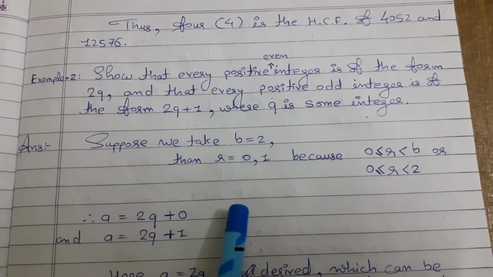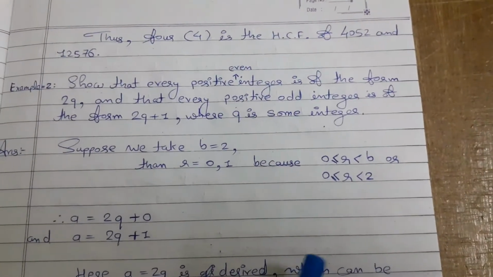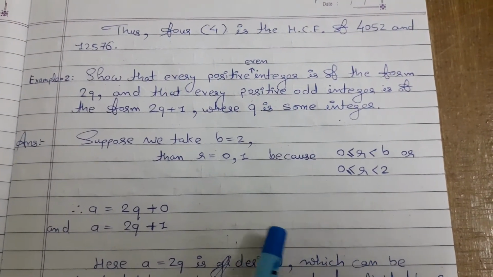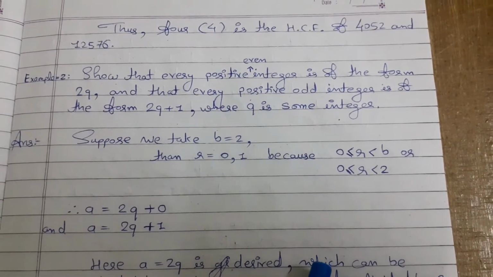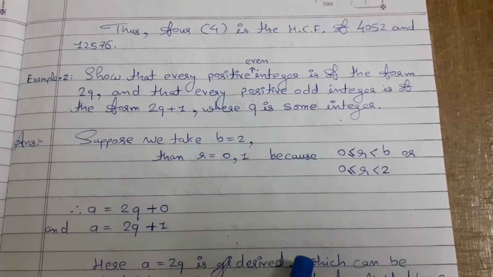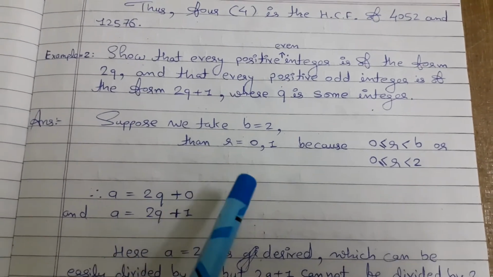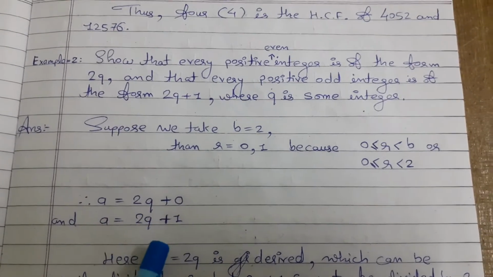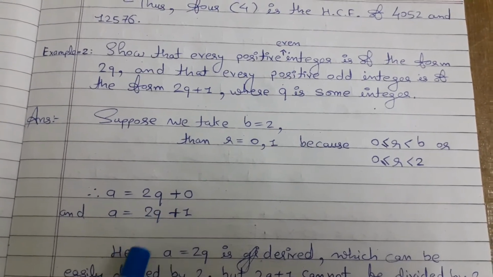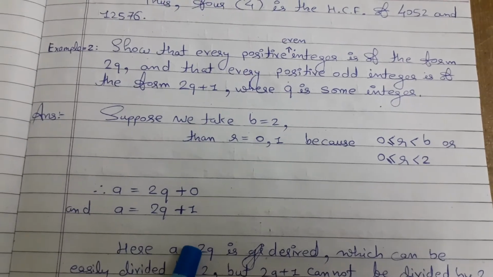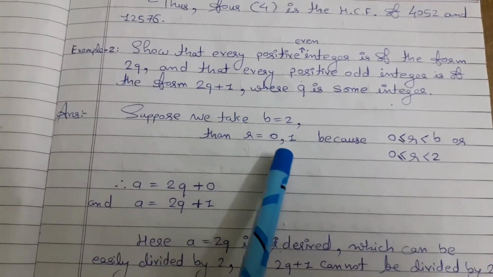Suppose we take b equal to 2, then r is equal to 0, 1, because 0 is less than or equal to r is less than b, that is 2. Here we have taken b as 2, that's why we will have remainder as 0 and 1. Therefore a is equal to 2q plus 0 and a is equal to 2q plus 1. We will not go forward because we have only 0 and 1 as the remainder.